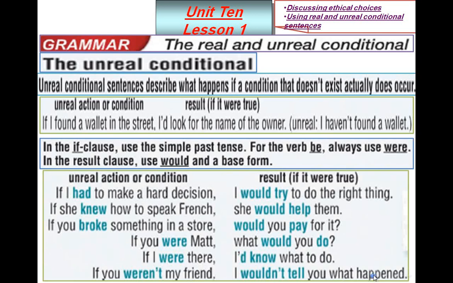So that's the second form, unreal conditional. So how can we form it? Unreal conditional, simple past. The result, would plus the base form of the verb. And why do we use it? To talk about unreal actions, unreal events. It hasn't happened yet.